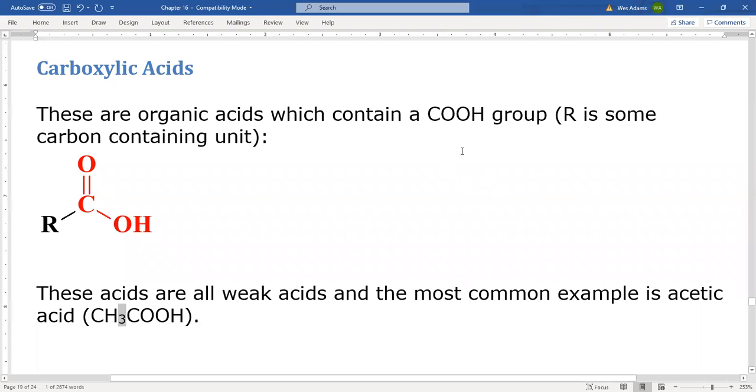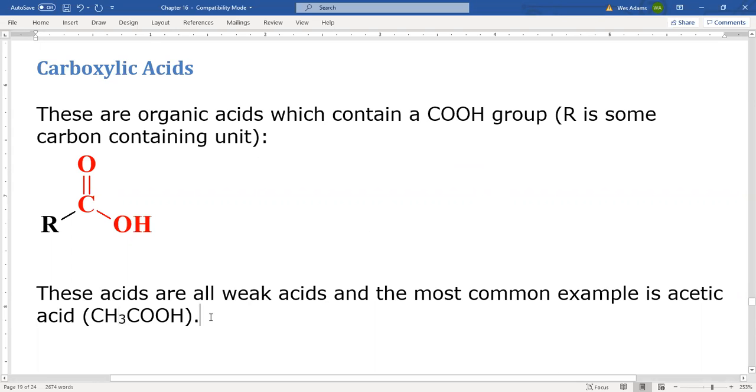So we're going to talk a little bit about carboxylic acids, then we'll talk about Lewis acids. The carboxylic acids are organic acids which contain a COOH group, which you can see in red there in the structure below, where the R is some sort of carbon-containing molecule because hydrocarbons are your organics.